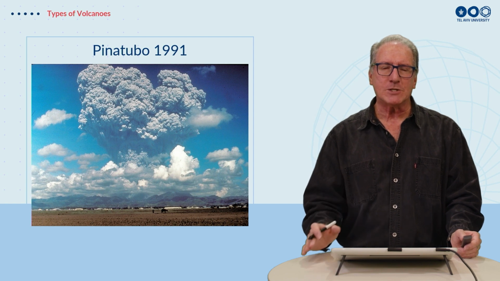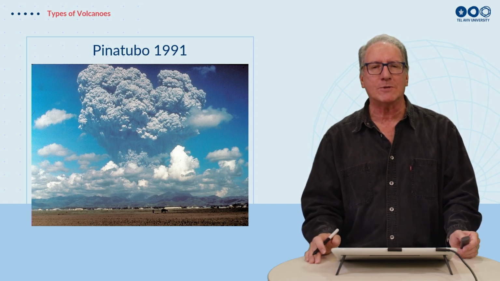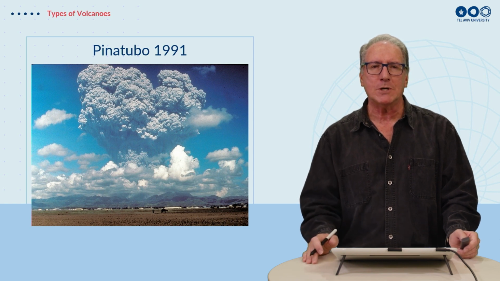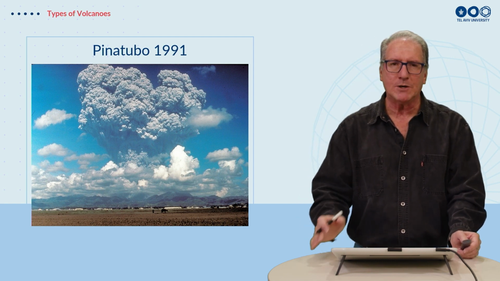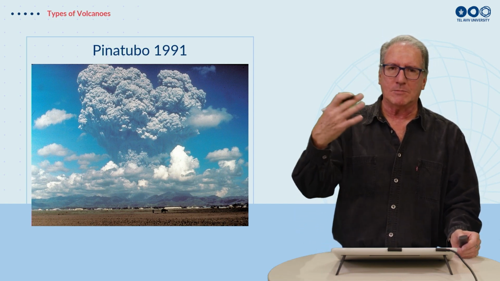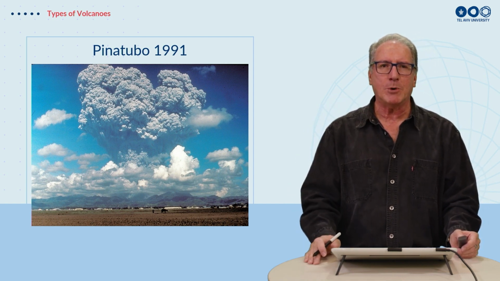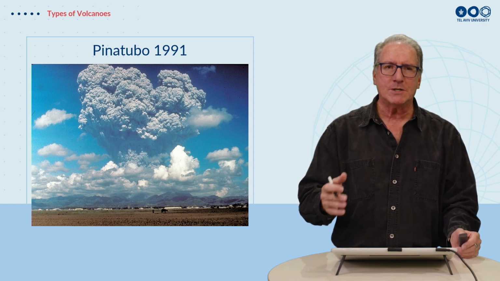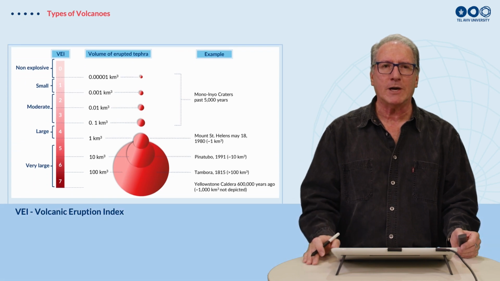Now, the best example and the case study that we have to study the impact on the climate is the Pinatubo eruption in June 1991. You can see this image of the eruption of the volcano, which sent gas and ash and particles high up into the atmosphere. And in the class today, we'll discuss the implications this volcano had on the Earth's climate.